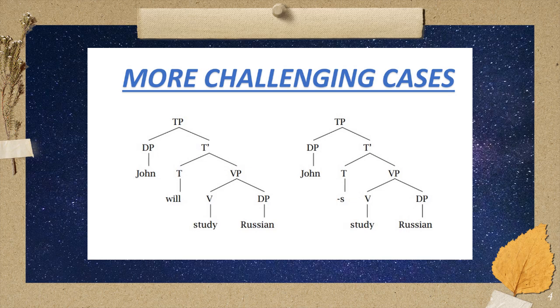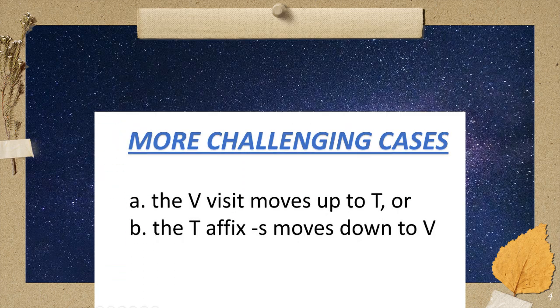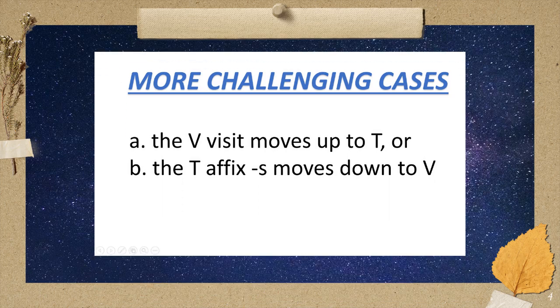What's going on here? X-bar theory would lead us to expect structures like this instead. But the tree on the right is not morphologically well formed because the tense affix -s cannot attach to names, but only to verbs. What operation could put the verb and the tense into the positions we find in English? There are two natural ideas. A. The V visit moves up to T, or the T affix -s moves down to V.